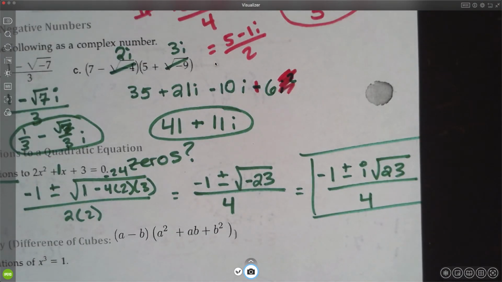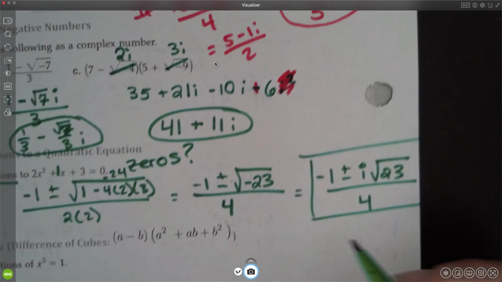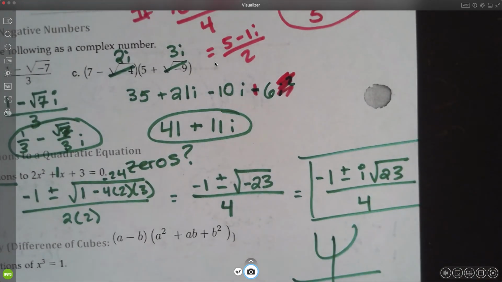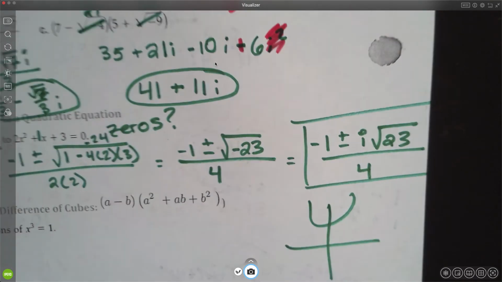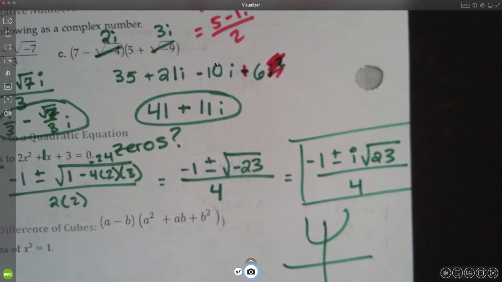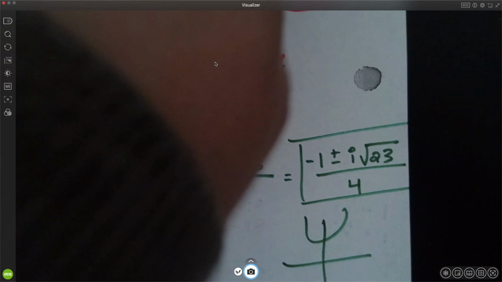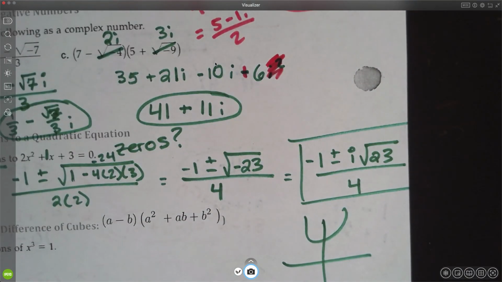Which means that this parabola is going to look like that. He's not going to have any zeros that touch. Okay? Good, good? All right. That was fast, but that was a lot of problems. So there you go.